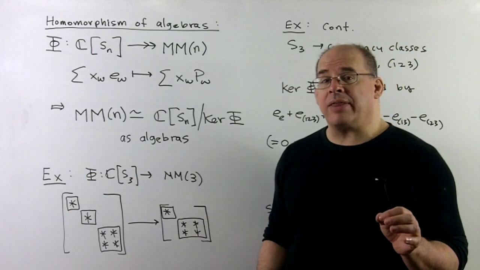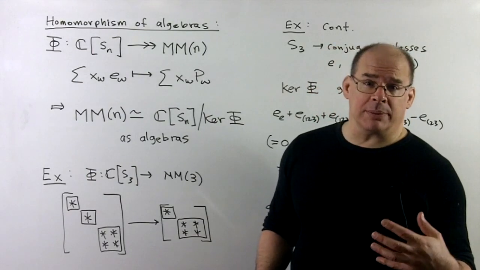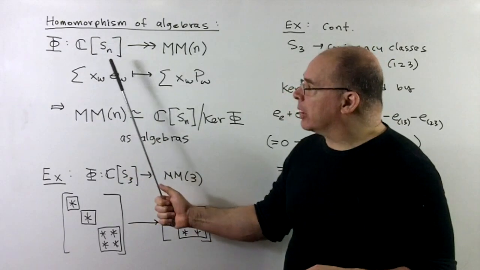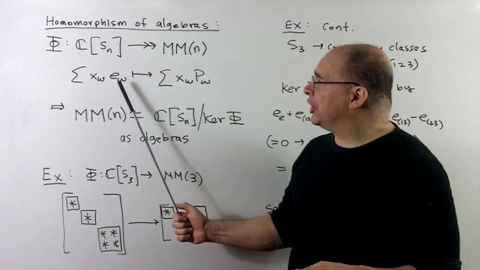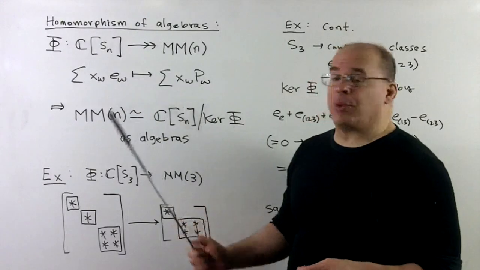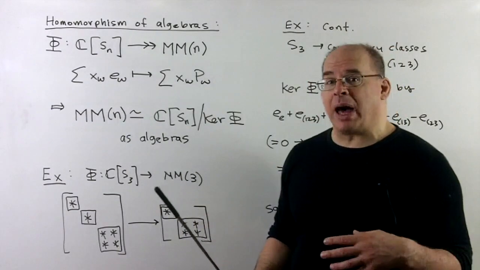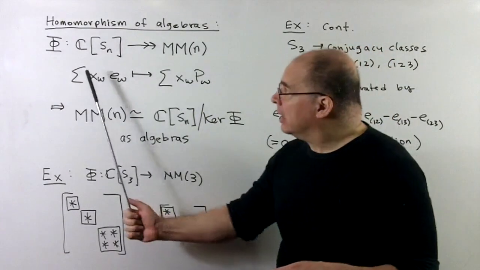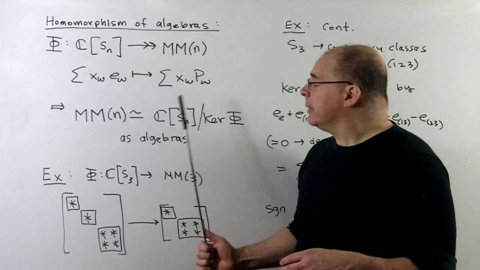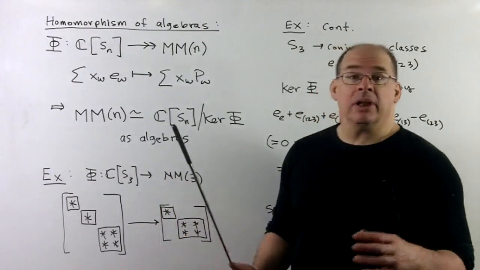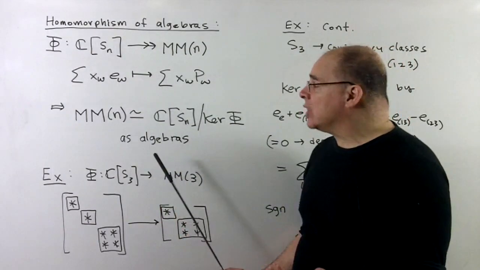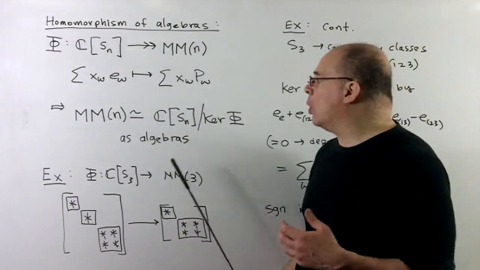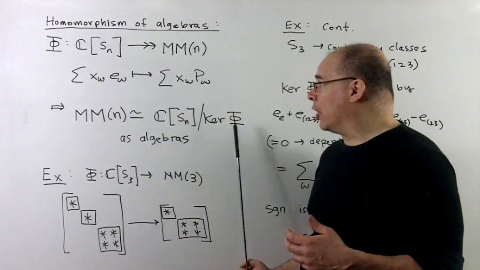To tie things together, we have a natural homomorphism of algebras. What we do for each element in the group algebra, say realized as a linear combination, is we're just going to replace the formal basis vectors with their corresponding permutation matrices. This is an algebra homomorphism. It's surjective. And so that means, as algebras, I could identify MMN as a quotient of the group algebra by the kernel of this map.